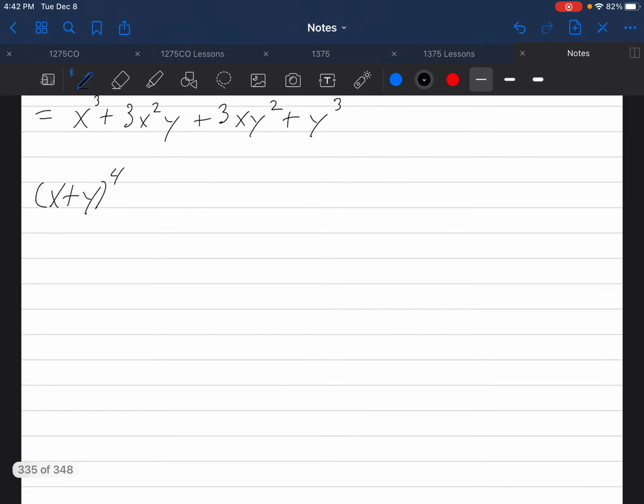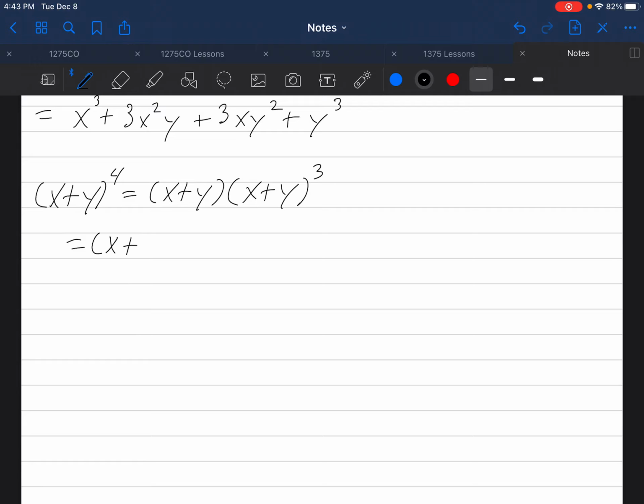Now let's do this one more time, this time with x plus y to the fourth power. Just like before, we can call this x plus y times x plus y to the third power. Again, the rules of exponents are going to apply here, basically with x plus y as our base. And 1 plus 3 is equal to 4. That's how we're getting this.